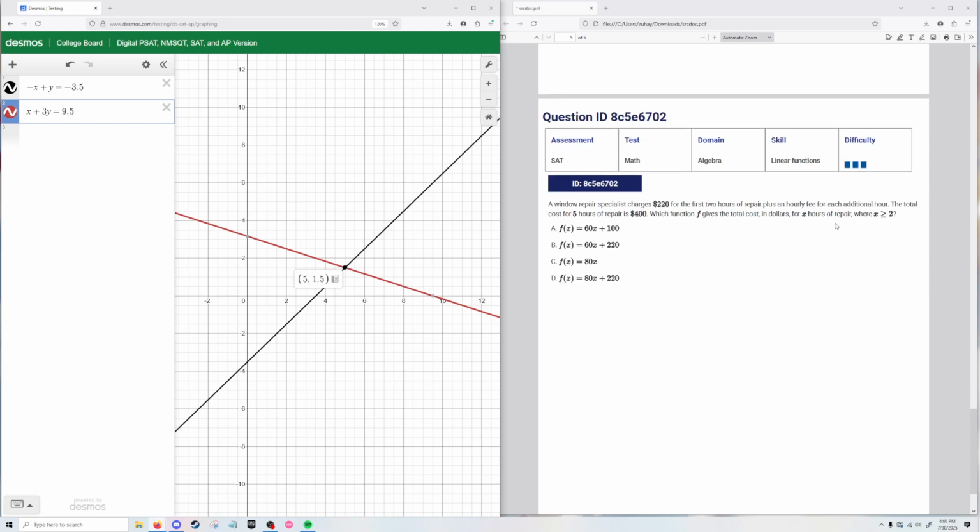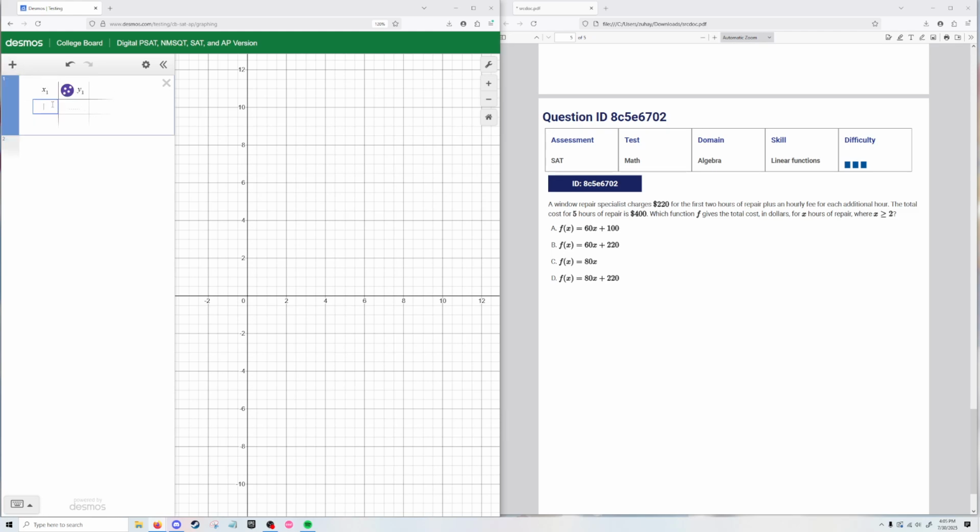This question right here, it's a little bit difficult. You don't really need Desmos for this, but it does help a little bit. So a window repair specialist charges $220 for the first 2 hours of repair plus an hourly fee for each additional hour. So the total cost is $400. So on Desmos, you can actually make a table as well. So we know that for the first 2 hours of repair, it's $220.